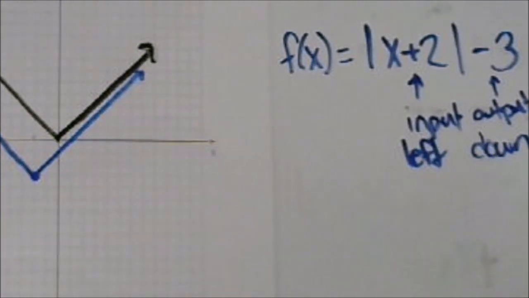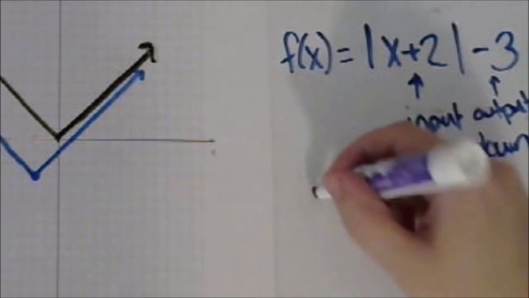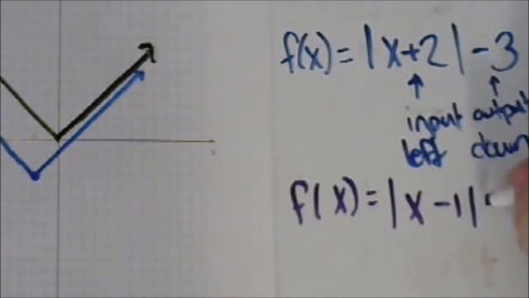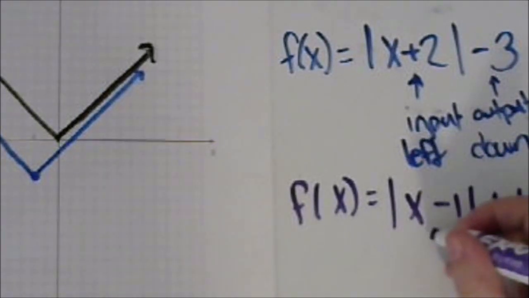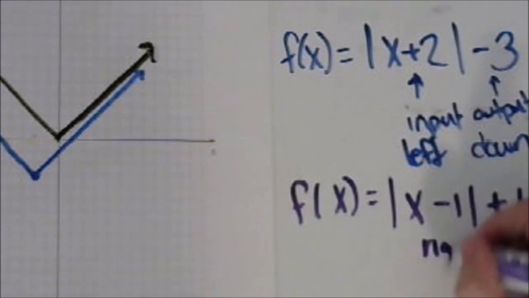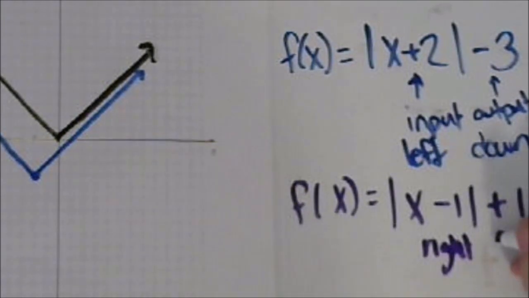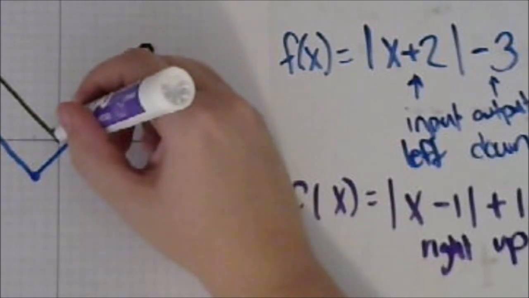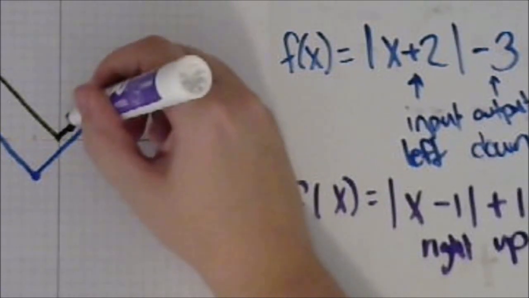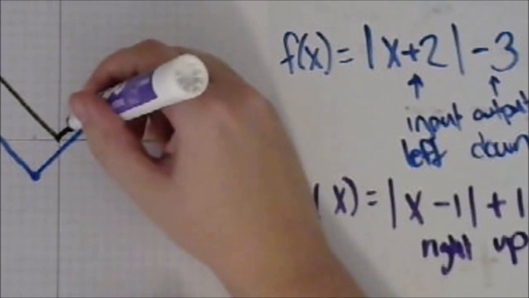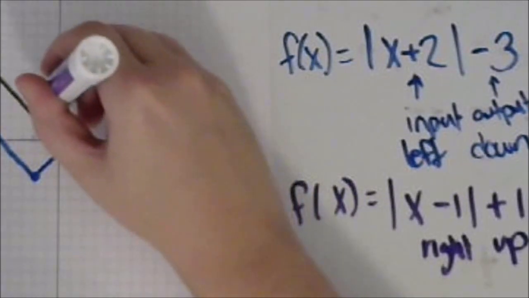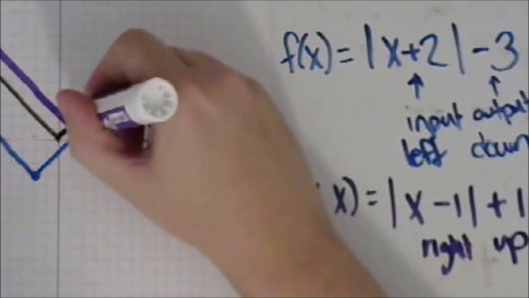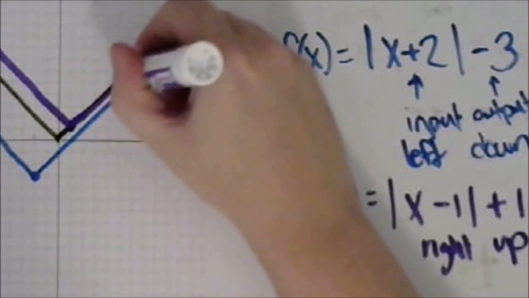The second transformation for example 3 is f of x equals the absolute value of x minus 1 plus 1. Similarly, this input is going to be taking us right 1. This output is going to be taking us up 1. From the original parent, let's go right 1 and up 1. And with this one, the shift is interesting because having a slope of 1 means that these two legs stay the same.